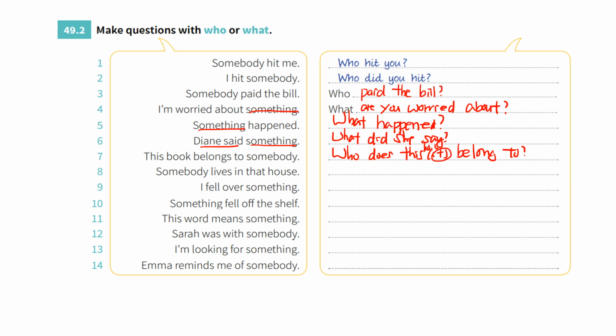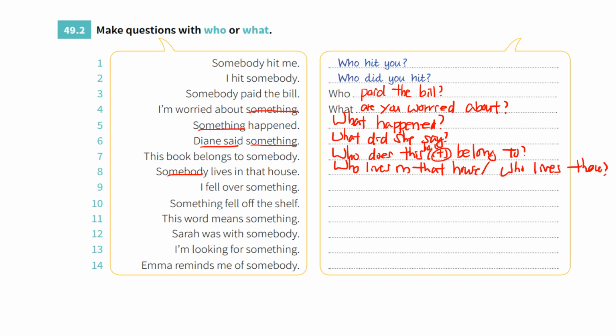Somebody lives in that house. Somebody lives, so this is the subject. Who lives in that house? Or you can say, who lives there?